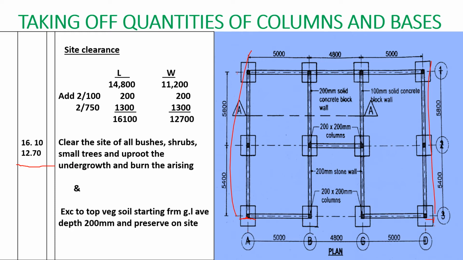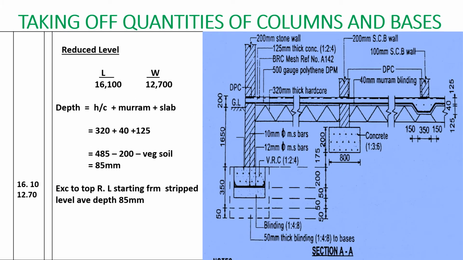And then the same measurement is where we are going to excavate top vegetable soil, starting from ground level, average depth 200 millimeters, and then we've been told we need to preserve it on site. Now let's calculate the reduced level. We also need to excavate reduced level. When we are talking about reduced level, it's from this point up to this point. After we've taken the 200 for topsoil, let's say our 200 is up to that point. So we need the measurement from this point up to the bed of the article.